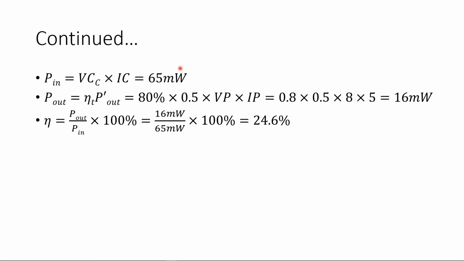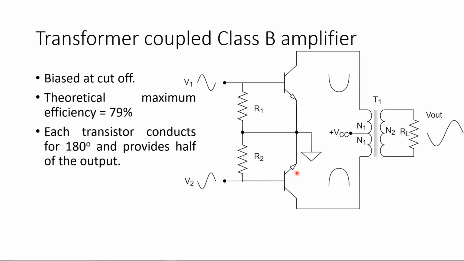You're giving 65 milliwatt, but what you're getting at the output is only 16 milliwatts. So what is the efficiency now? Output power divided by input, times 100%. You do this and you get only 24.6%. But practically you'll get much lower efficiency. Now what's the solution to this very low efficient class A amplifier? The solution can be found in the next type of amplifier, the class B amplifier.